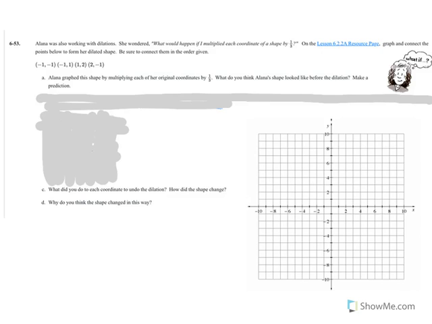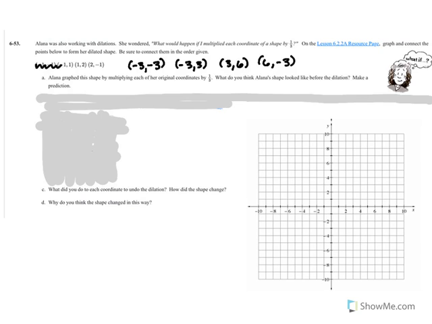Okay, Elena was working with dilations. She wondered what would happen if I multiplied each coordinate of a shape by 1/3. On the resource page, you guys don't have it. It's just a graph. Use graph paper. The points below form her shape. I'm actually changing these, you guys. We are going to do negative 3, negative 3, negative 3, 3, 3, 6, and 6, negative 3.